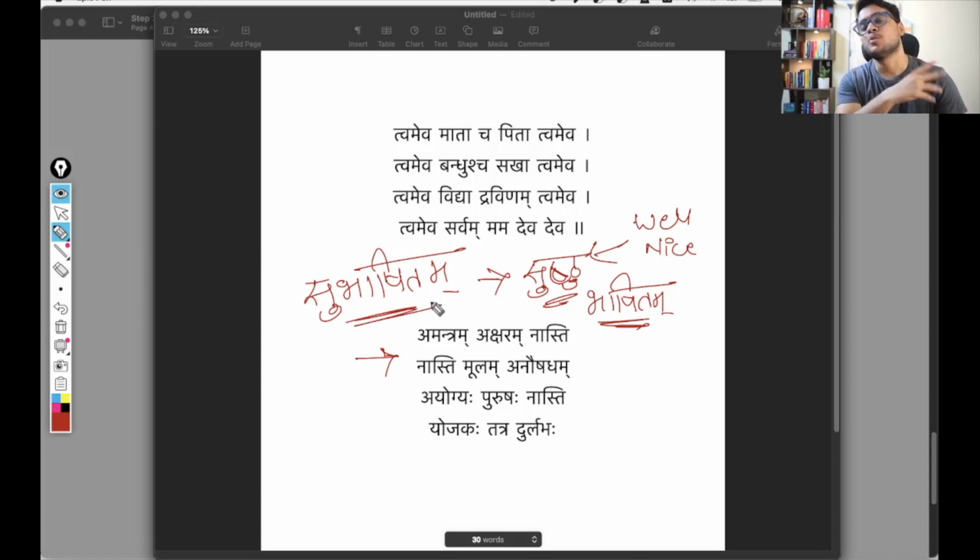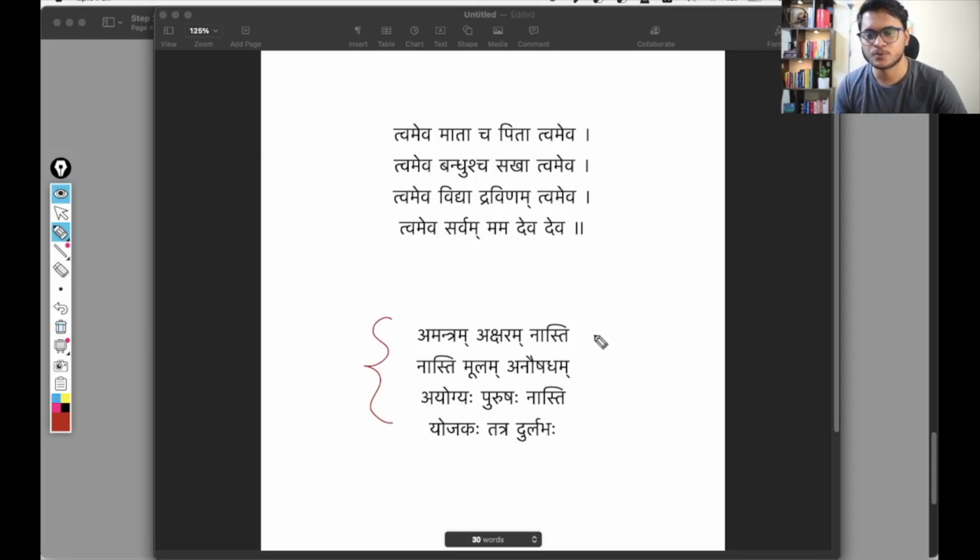So you have a lot of Subhashitam in Sanskrit, and they always have a very beautiful moral to them. They have a very beautiful teaching. It can be on any genre, any topic, but they always teach you something good to make you a better person. Anyway, I digressed to explain Subhashitam. So this is one such Subhashitam. Amantram aksharam nasti, nasti moolam anaushadam, ayogya purushah nasti, yojakastatra durlabha.